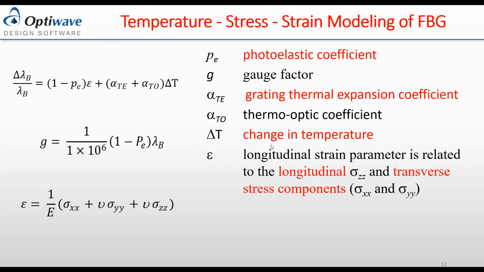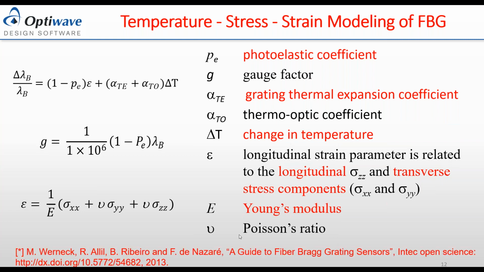Now, the longitudinal strain parameter epsilon is given as a function of the longitudinal component, which is the sigma ZZ, and the transverse components, which are the sigma XX and sigma YY components. The E here is the Young's modulus, and the nu is the Poisson ratio. These models can be found in this reference here.